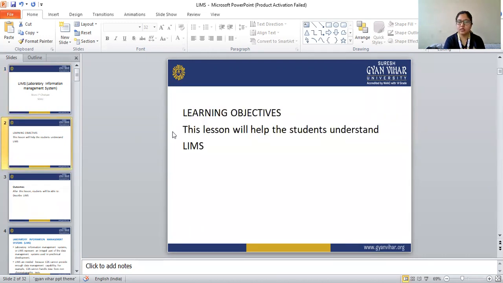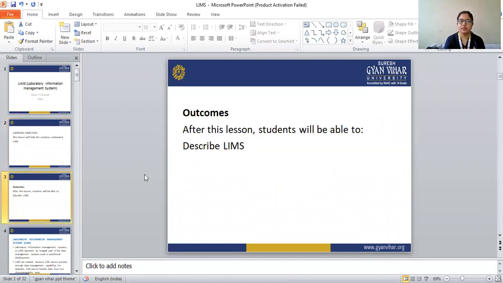The learning objective of this topic is that this lesson will help the students understand the LIMS, Laboratory Information Management System. Outcomes: after this lesson, the student will be able to describe all the things about the LIMS, meaning what is LIMS, which type of software this is, and how many types of LIMS are available.